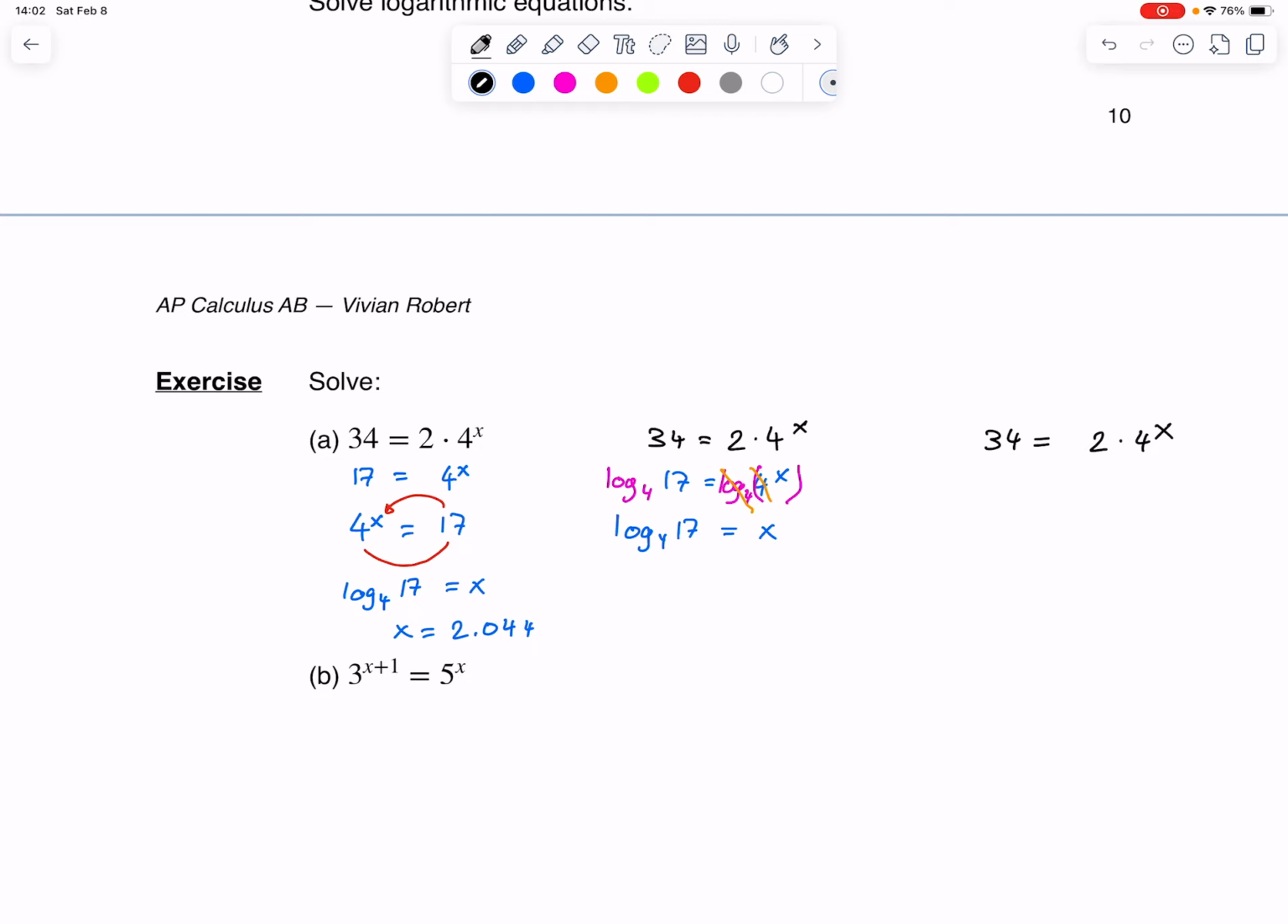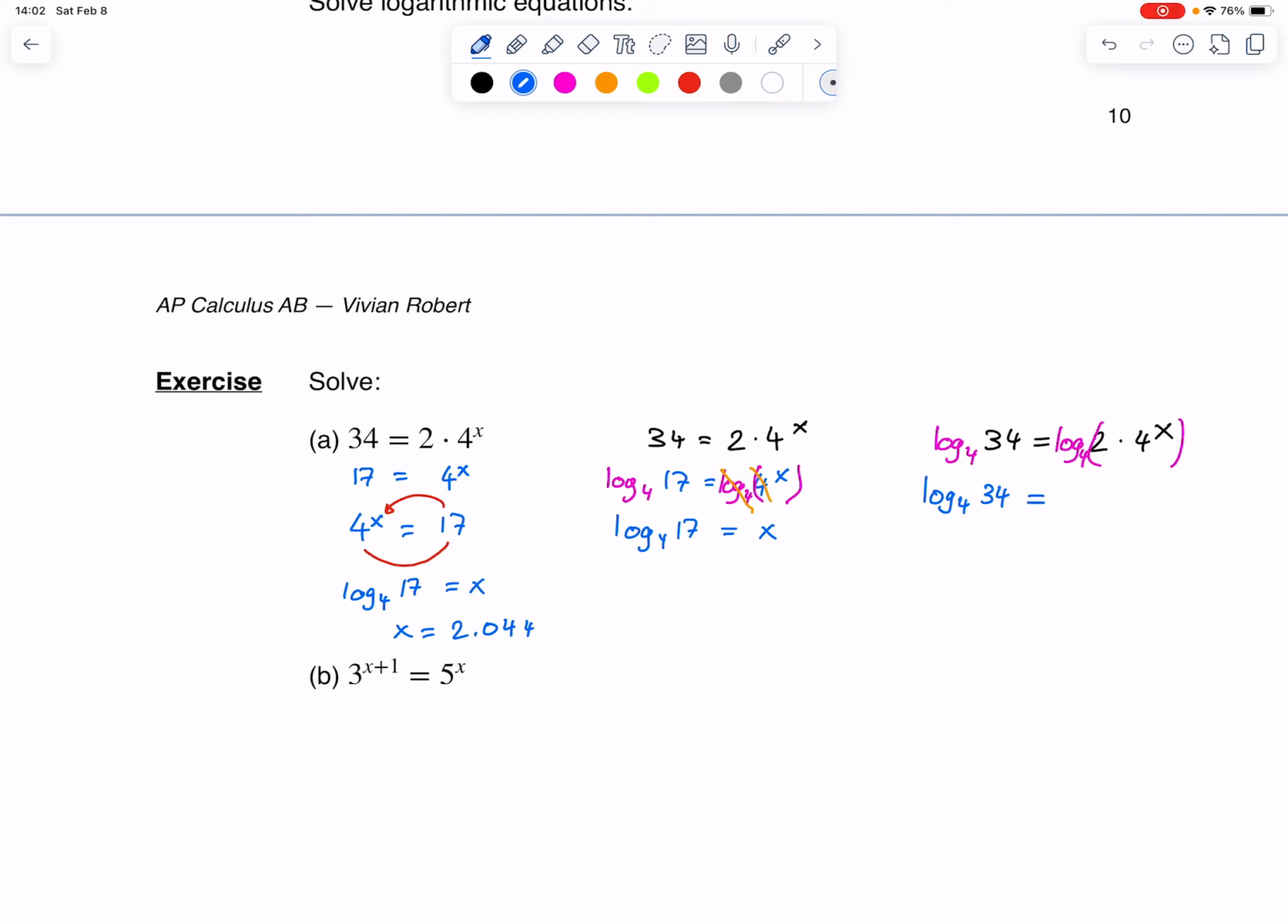What about if someone decided right from the get-go to take log in base 4? Of course, log in base 4 is the only good choice, because you definitely want to cancel out this 4 power x. So the base is 4, and that's why you take the log in base 4 in order to cancel it out.